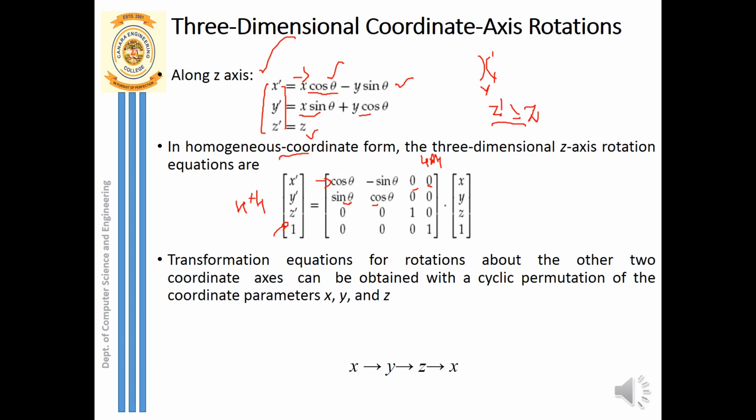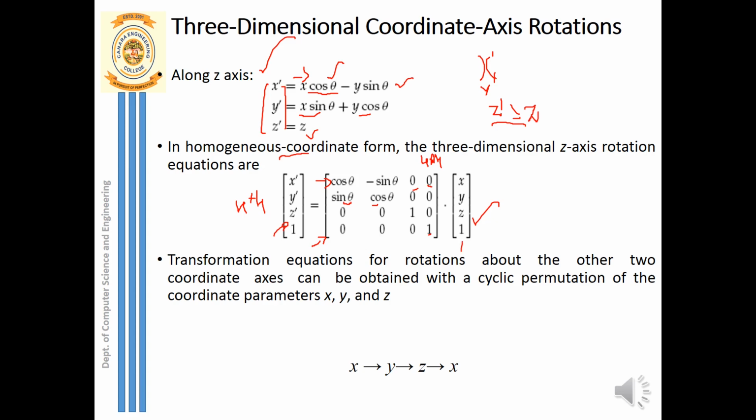Since it is a homogeneous coordinate system, there is a fourth row which indicates the origin reference point. So you can write it as 0, 0, 0, and the last element is 1, which indicates the reference point, that is the origin. Now you can multiply this entire matrix with our original point. I can write my original point in the form of a column matrix: the x component, y, z coordinates, and the last element is 1, which indicates the origin.